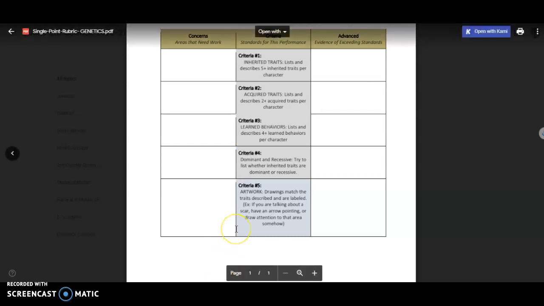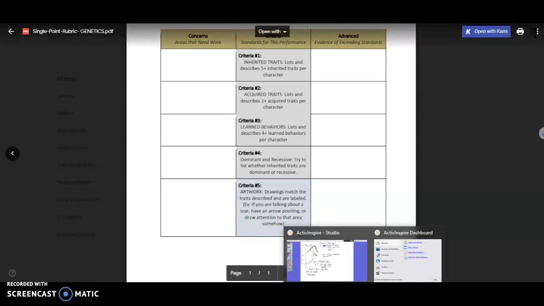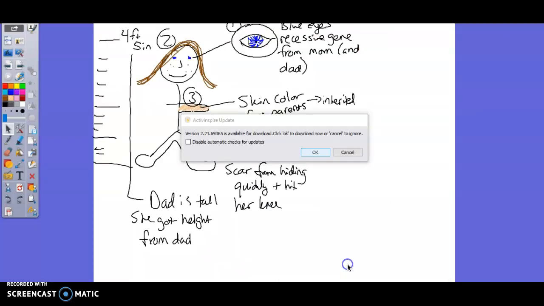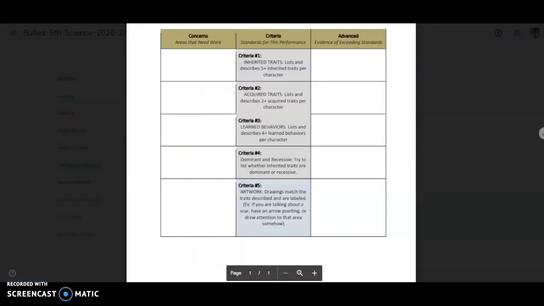Also, your artwork, your drawing, should match the traits that you are describing. If you're going to tell me that someone has a scar on their knee from hiding under a bed when the guard came in, you need to draw the scar on their knee. Again, this is not somewhere where we're judging people by art, but we are looking at it to make sure that you are putting in maximum amount of effort. So that will be there for you.